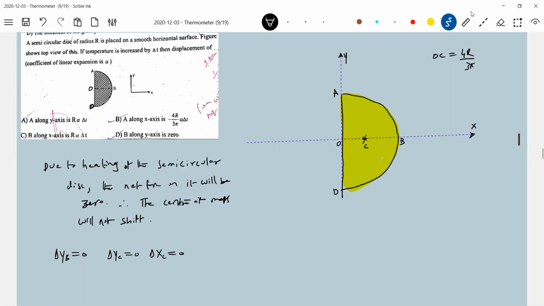So what will happen to A? A will shift along the y-axis. Okay, this is a correct statement. I'll write the key here, it'll be better. A will shift along the y-axis. How much? r alpha delta t. What is the radius of this? This radius is how much?